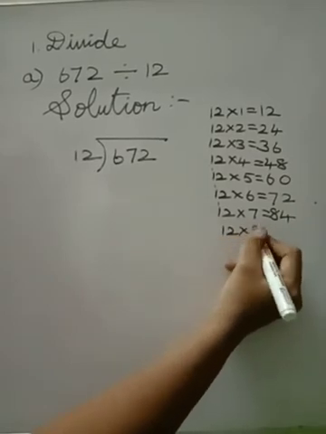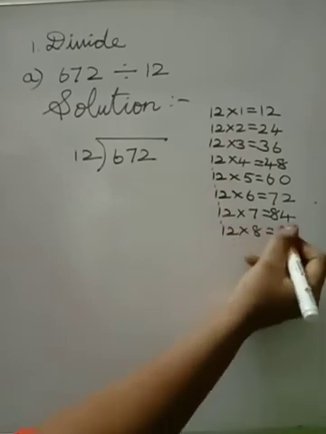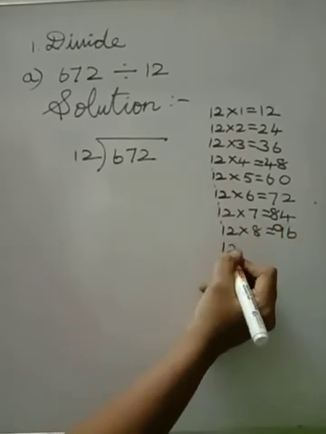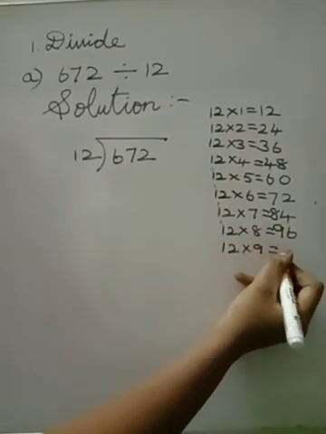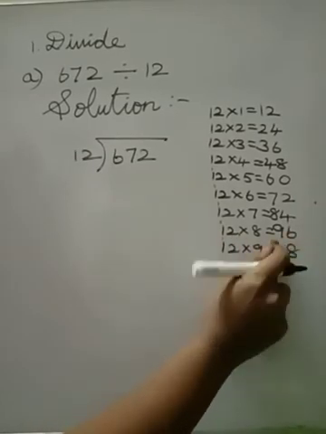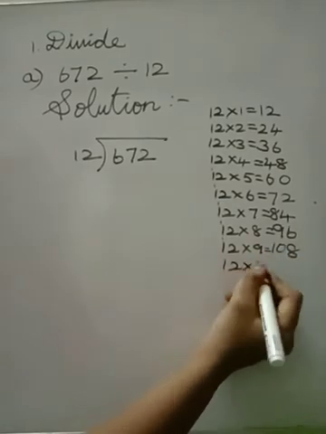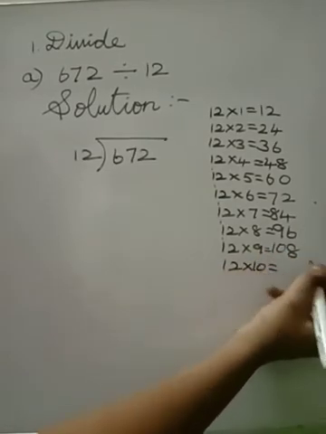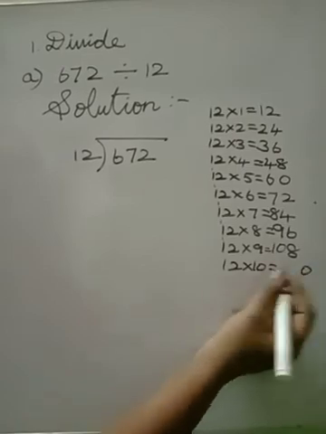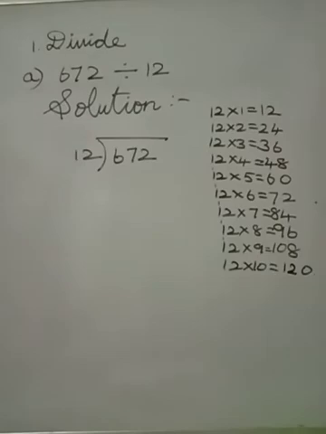12 sevens: 7 twos are 14, 7 ones are 7 plus 1, 8, so 84. 12 eights: 8 twos are 16, 8 ones are 8 plus 1, 9, so 96. 12 nines: 9 twos are 18, 9 ones are 9 plus 1, it is 10, so 108. Next 12 tens: 0 is the last number, so you can write the 0 as it is, and 12 ones are 12. So the answer is 120. Okay, now the table is over.